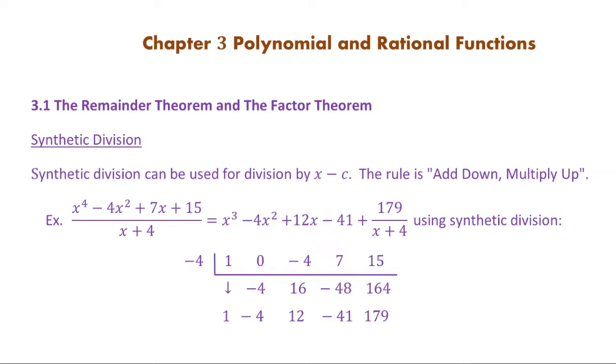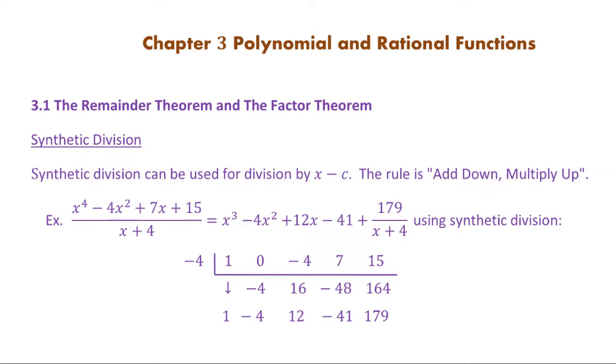And then you're going to put negative 4 out on the left, like this, and draw a diagram or table like this. You put negative 4, not positive 4, because you need to write the divisor x plus 4 as x minus negative 4. Then this negative 4 will be the c we talked about. You remember we talked about x minus c, so c will be negative 4 in this case. And then we can start to do the synthetic division.